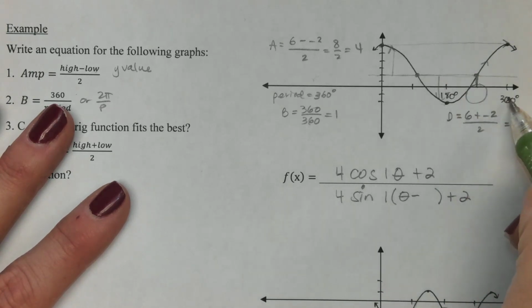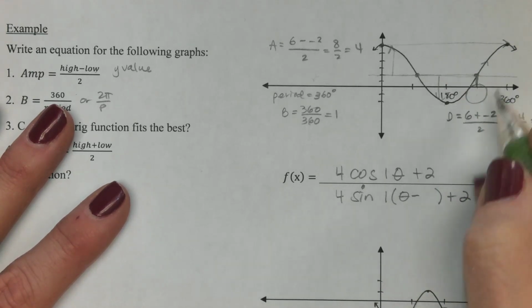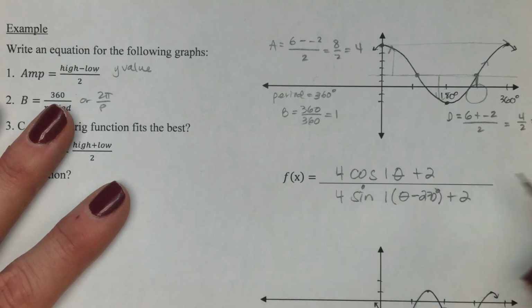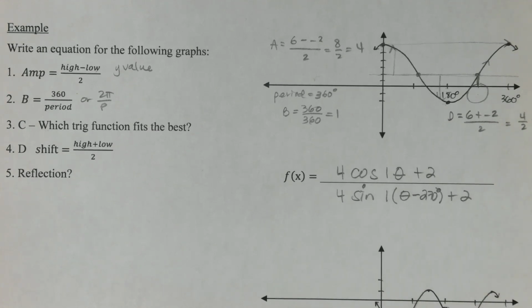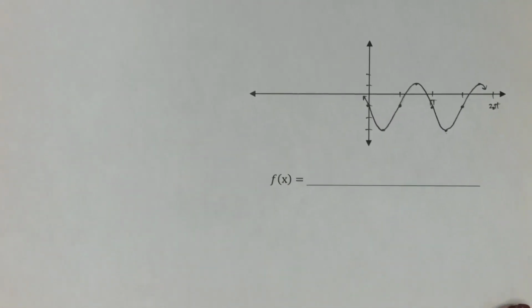So if that's 180 and that's 360, smack in the middle of them would be 270. So that's my shift. And I don't care if you write it as 270 or 3 pi over 2. It doesn't matter to me if you work in radians or degrees. I speak both languages. One more to go.